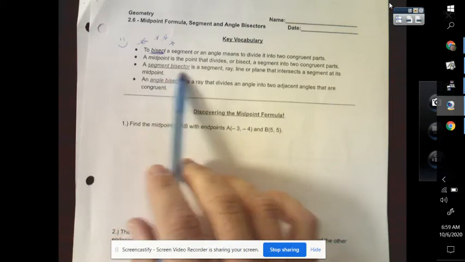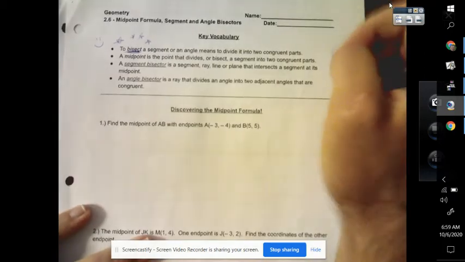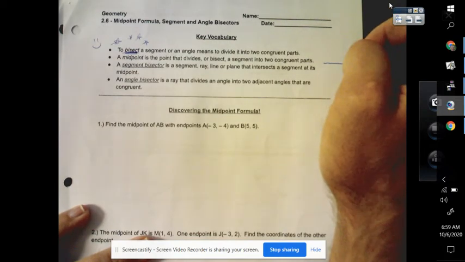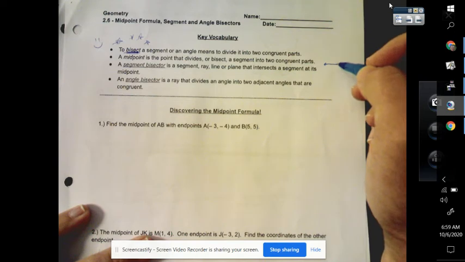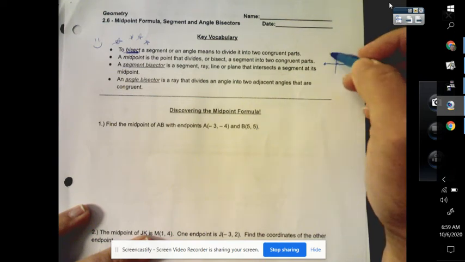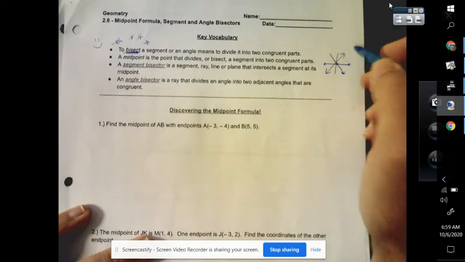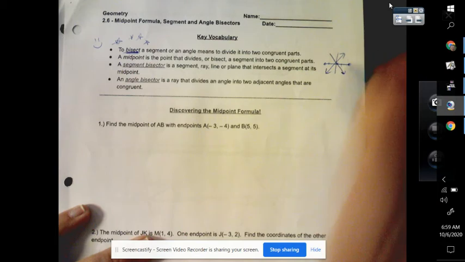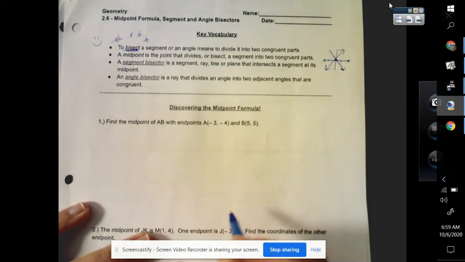A segment bisector is a segment, ray, line, or plane that intersects a segment at its midpoint. So here is a segment. The middle point is right about there. So it's either a segment, a ray, or a line that cuts through it evenly, and it splits this up into two equal parts. Sorry, that's not the best picture. I've got the morning coffee jitters, so it's all good.